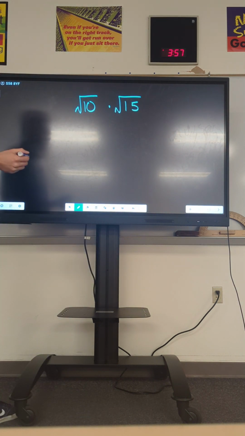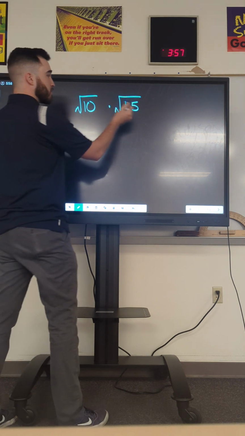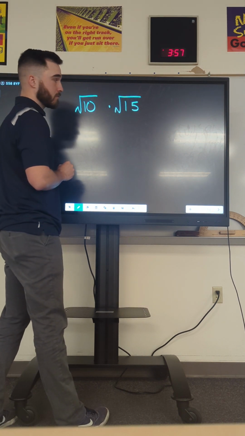Radical 10 times radical 15. There are two ways you can do this, okay? I'm going to show you one way first, and then I'll show you the second way. The first way is I just multiply these two numbers together, okay?